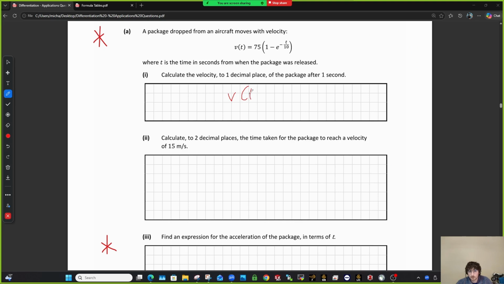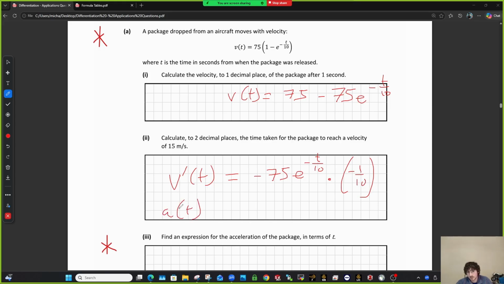So what we'll do first of all is we multiply out v of t. v of t is 75 minus 75 e to the minus t over 10. We'll take a derivative now. v dash t, we'll call it for a minute, we'll call it a of t in a second. Take a derivative of that, constant goes 0, so the number here does nothing. It's just going to be there. And then exponentials, when you take the derivatives, just stay the exact same. And then you just multiply by the derivative of the power, which will be minus 1 over 10. Now we'll call it a of t, because that's what v dash t is.